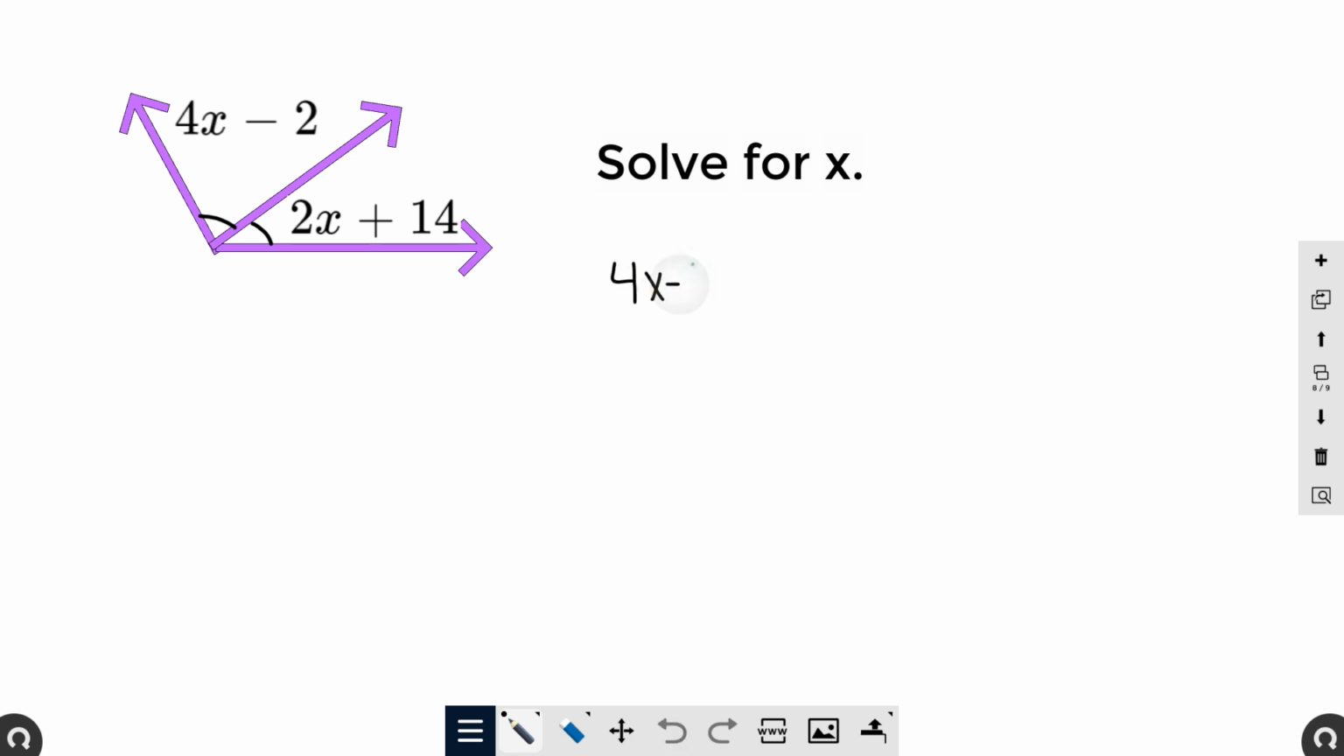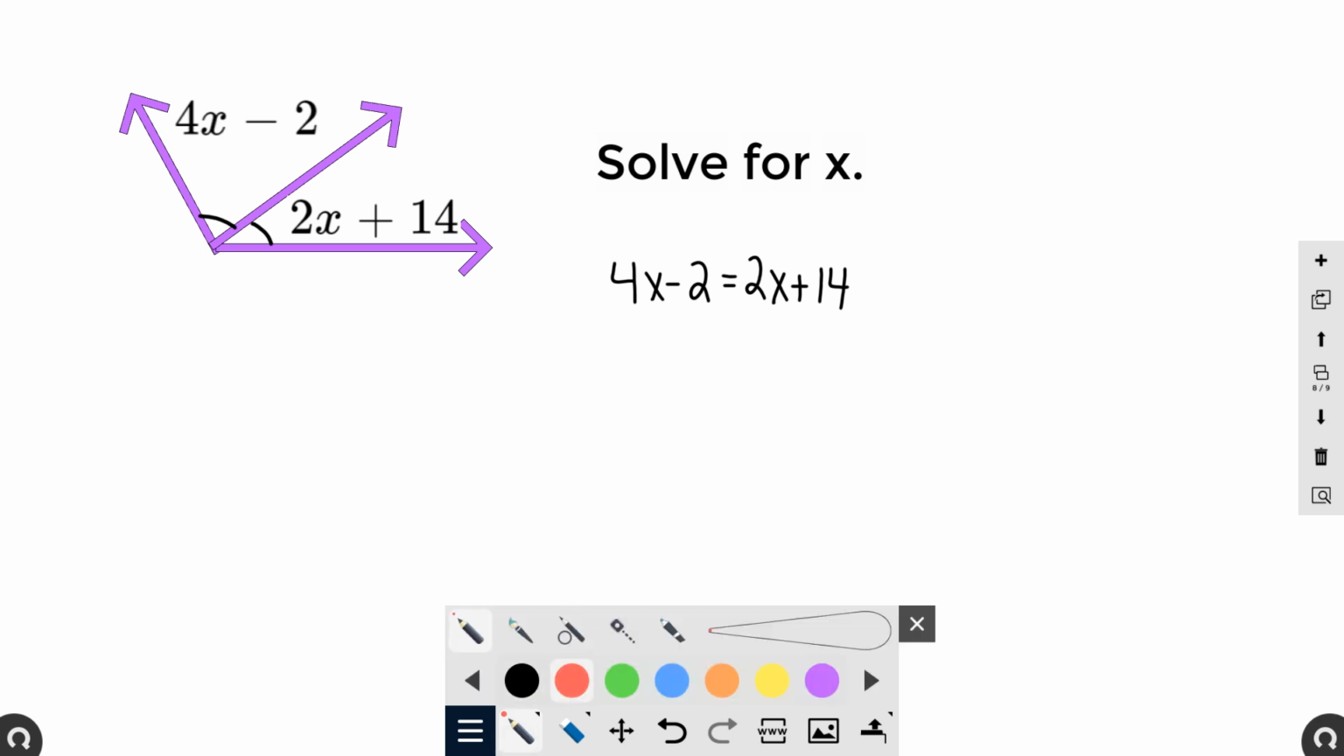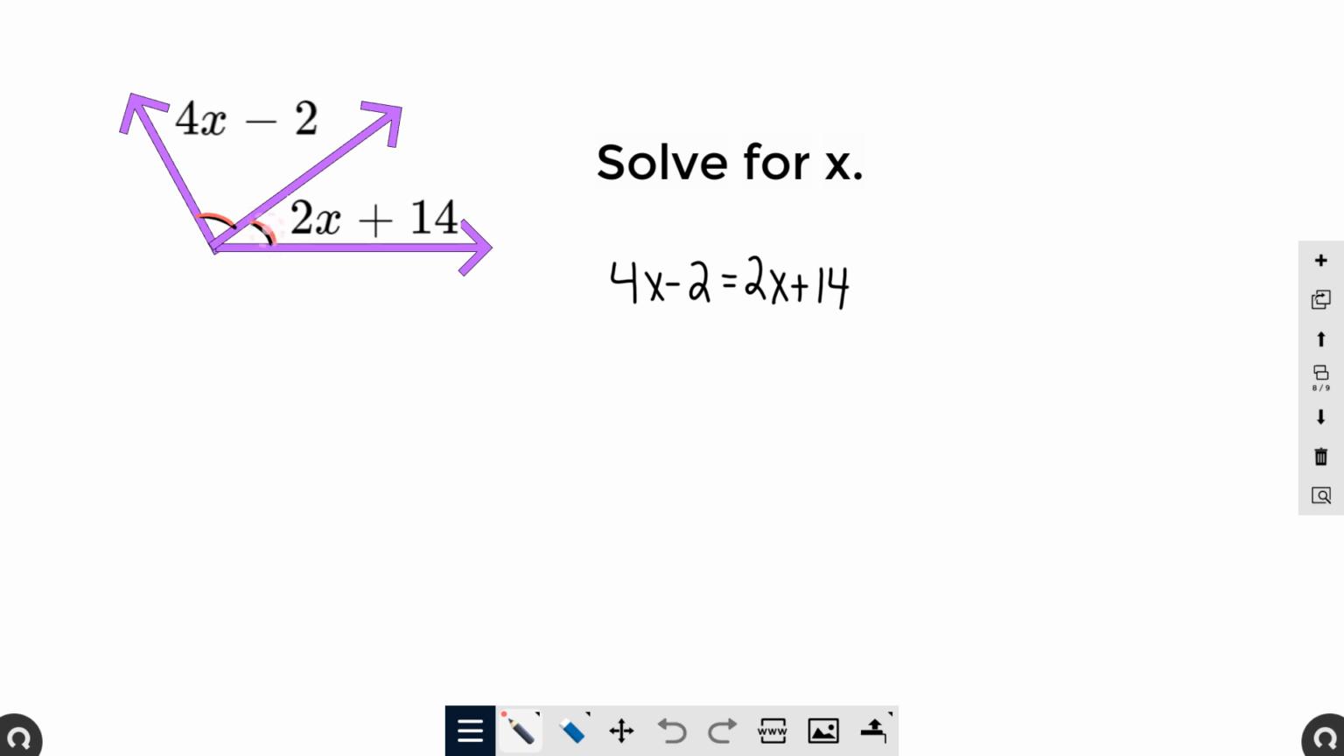Perfect. We're going to set these two equal to each other. There are two ways that you know. First way, it doesn't give you any other information, so the only thing that you can do is set them equal to each other. And the second way, good, is knowing that we have these little marks right here. When you see those little marks, even if they're not in red, it does mean that those two are congruent to each other, which means that they are equal.